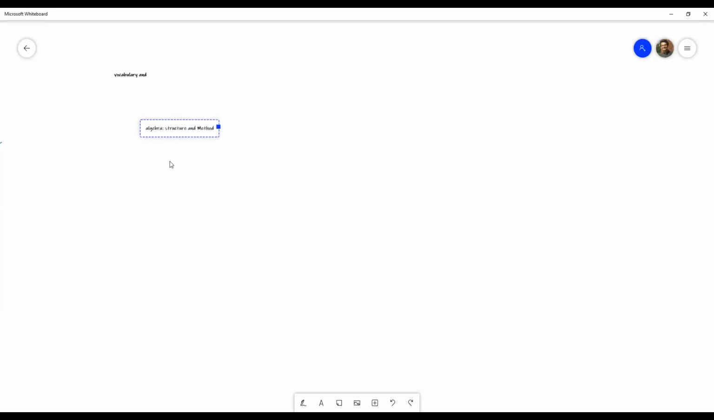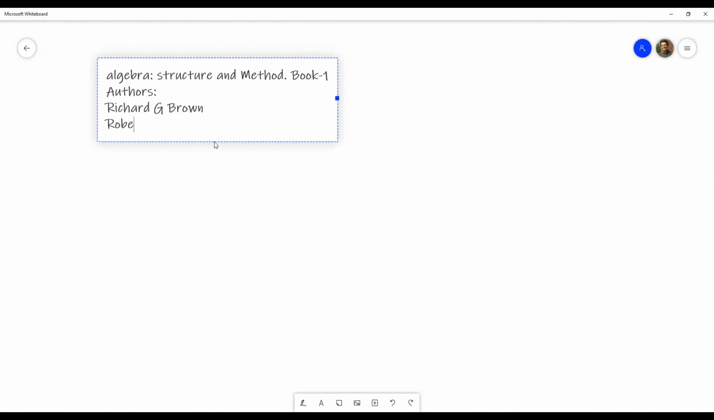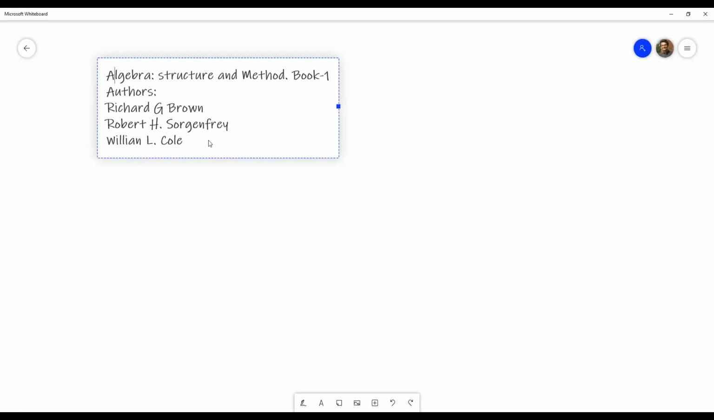Book 1. Authors, the writers of this book: Richard G. Brown, Robert H., William. Okay, let me remove the smaller a.